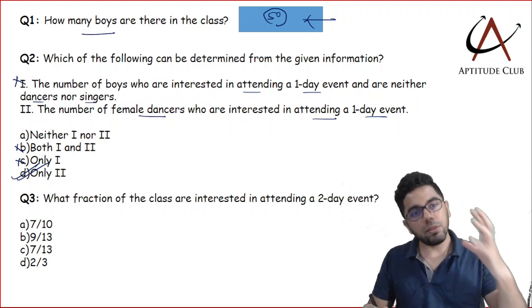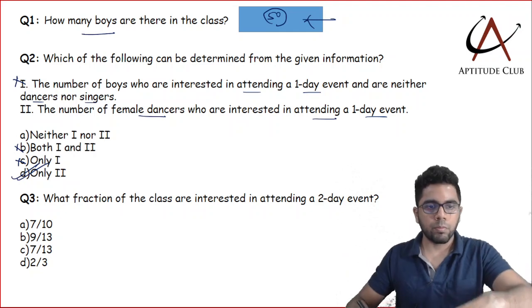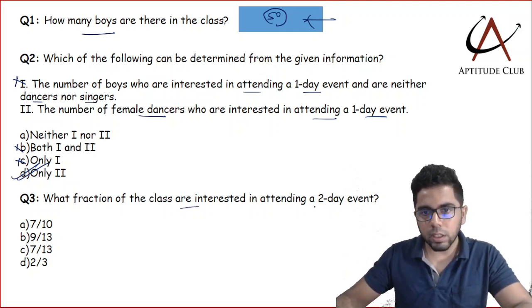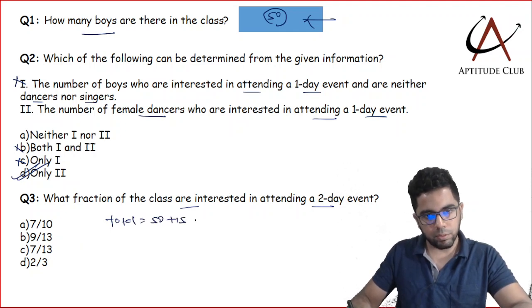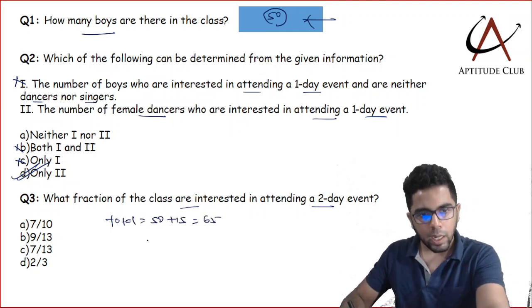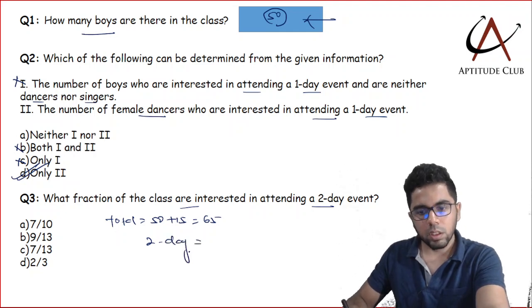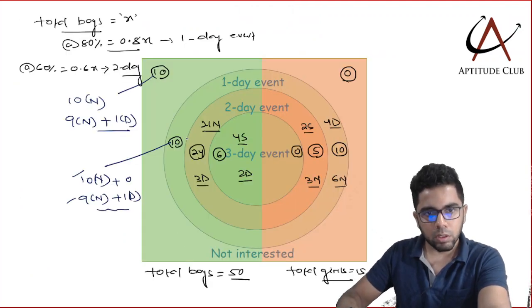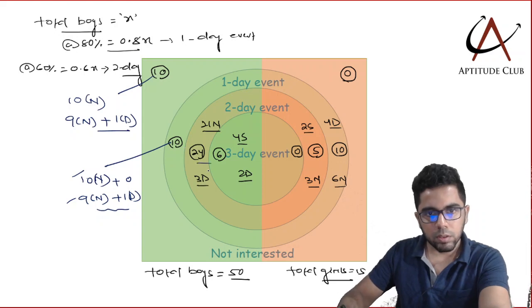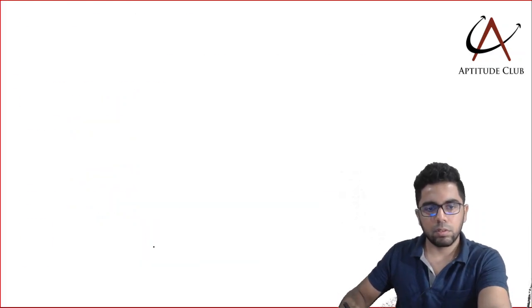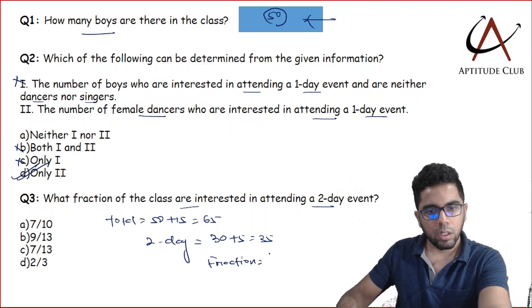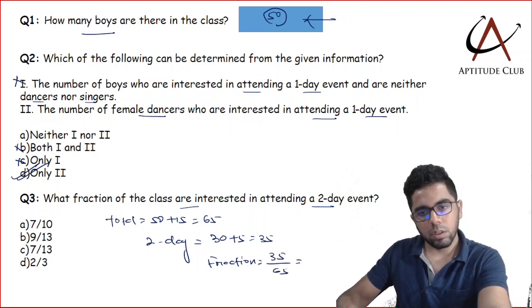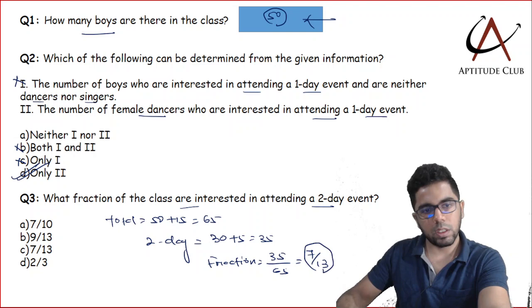And this time you had 5 questions per set in CAT 2022. What fraction of the class are interested in attending a 2-day event? So total class is how much? 50 boys and 15 girls, 65. And how many people are going to 2-day events? In 2-day events I am seeing that total boys is 30 and girls is 5. So 30 plus 5, 35. So what fraction is it? It's 35 upon 65, divide by 5, 7 by 13.